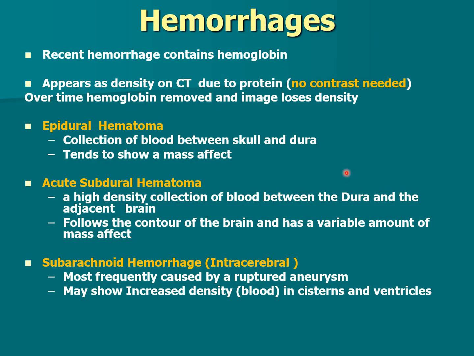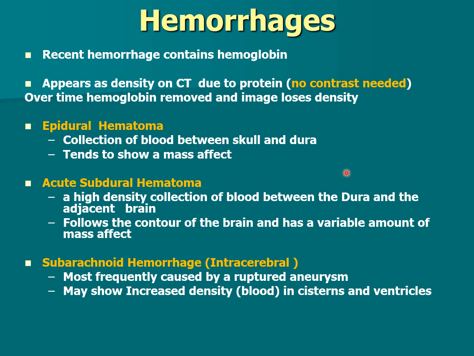So if we talk about some different types of hemorrhages that we could see, and I'm going to ask some of these on my test. A recent brain hemorrhage is going to contain hemoglobin. Hemoglobin is why it's going to show up brighter on the CT image. The recent bleed is going to appear as a density on the CT due to the protein that's in the blood, that hemoglobin.